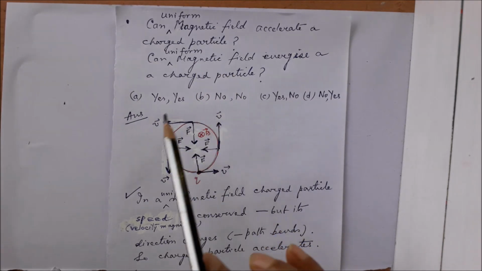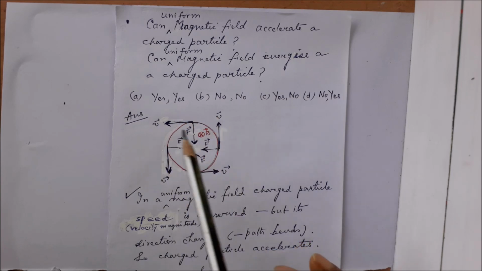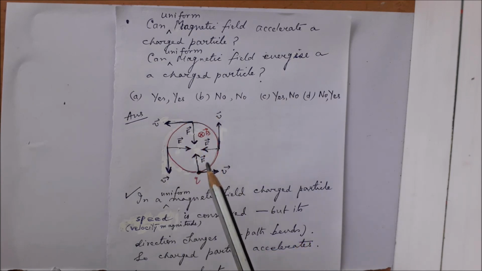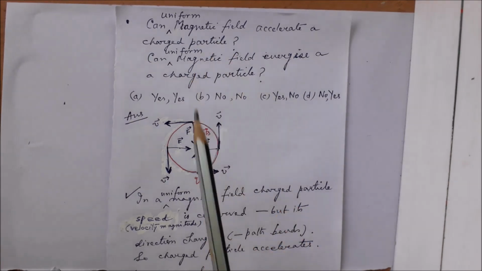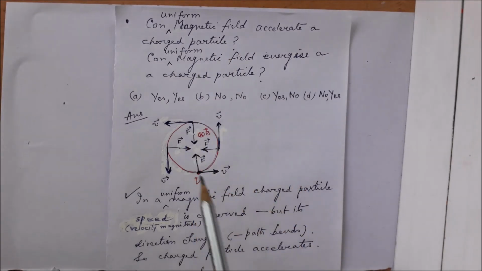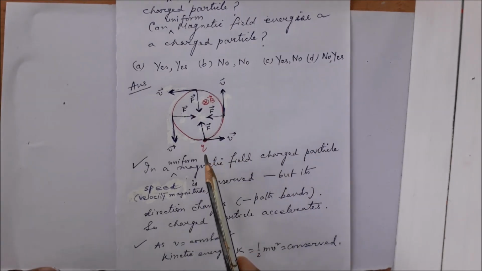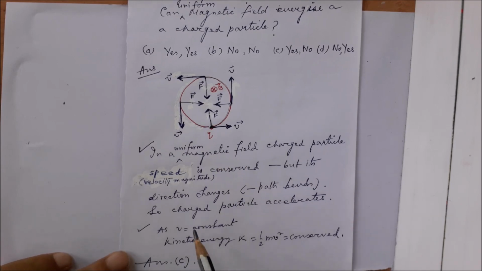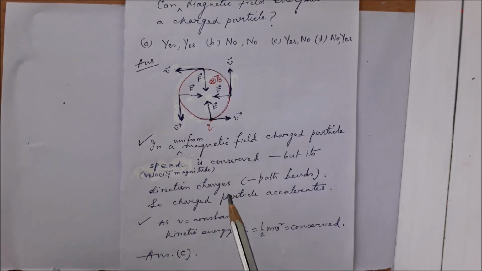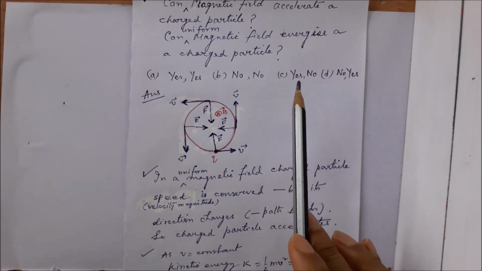This is the circle, some circle along which a charged particle is in motion in a magnetic field. Now at each and every instant the velocity direction changes, and a change in the direction of velocity means the particle is accelerating. So yes, the particle accelerates in a magnetic field. Again, since the magnitude of V is constant, the kinetic energy is also constant. The particle cannot gain energy as it moves in a magnetic field. So the answer is therefore C, yes and no.